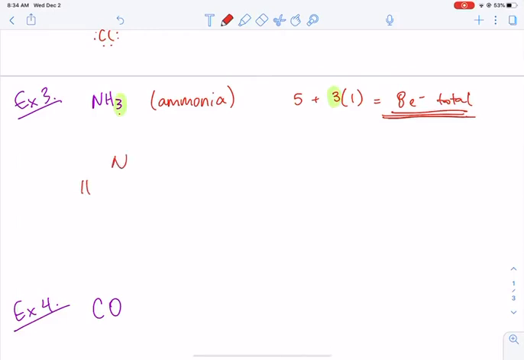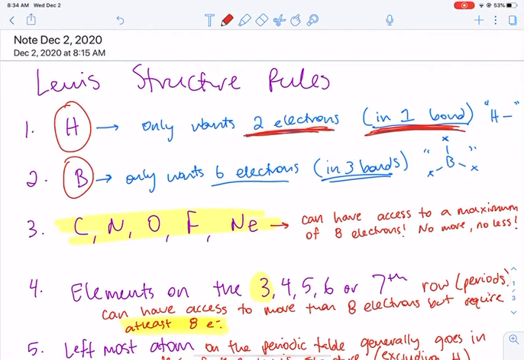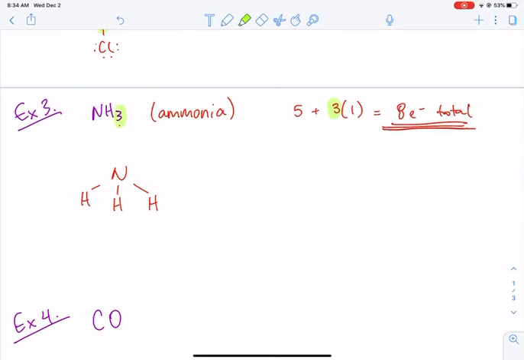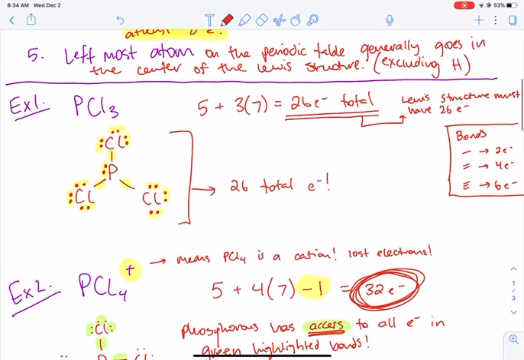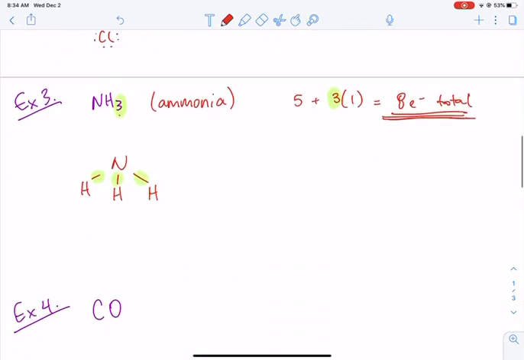So we'll do the easiest thing and just combine all the atoms. Now, if you'll remember, hydrogen only wants access to 2 electrons. How many electrons does each hydrogen have access to? Exactly 2. Remember, each single bond is exactly 2 electrons. But then look at the nitrogen.